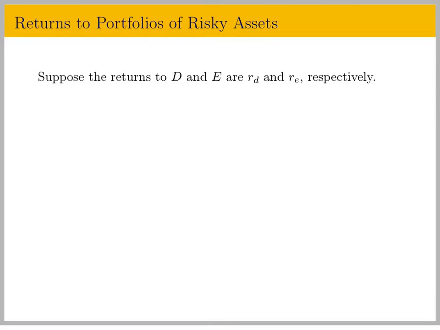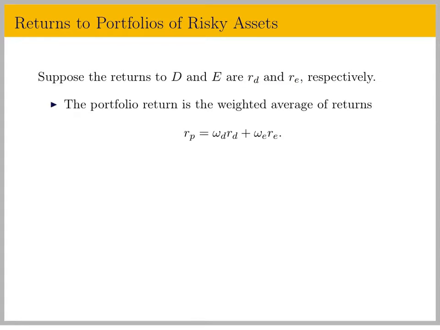Now we're going to label the returns to portfolios D and E as R sub D and R sub E. And given that those are the returns, then the return of the overall portfolio of these two assets is going to be the weighted average of these two portfolios of assets. So the return to my overall portfolio P is going to be omega sub D times R sub D plus omega sub E times R sub E. You should be comfortable with this since we talked about this in the last lecture.